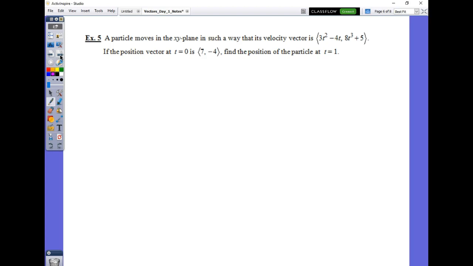So again, this is another situation where I want to look at, and this is always going to be the situation, in a vector problem, we never look at the major vector itself. We always look at the simple, smaller pieces. We can only fathom those single directions. Trying to deal with it all at once is ridiculously difficult. But if I can look at this as an x problem and a y problem, now I have something I can do. Because I know that x prime of t is 3t squared minus 4t. And the question is telling me to find x of 1.